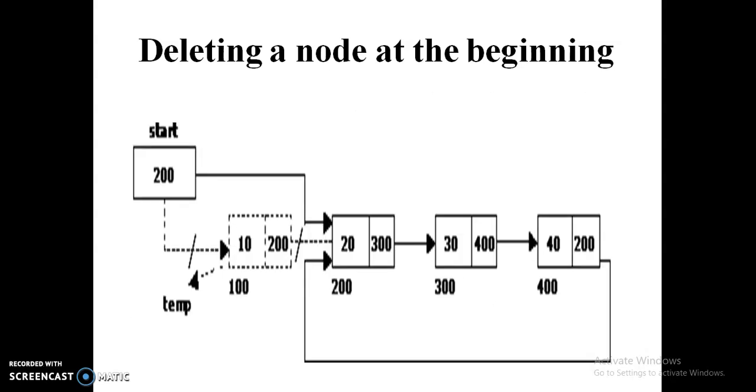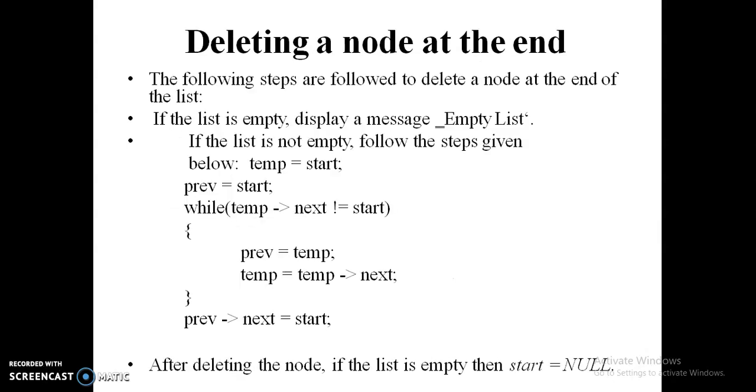Next, deleting a node at the beginning. We are assigning start equal to start of next. So the 20 node address is assigned to the start. And now we are updating our last node's next as the start. So 200 is assigned to the 40 node's next.